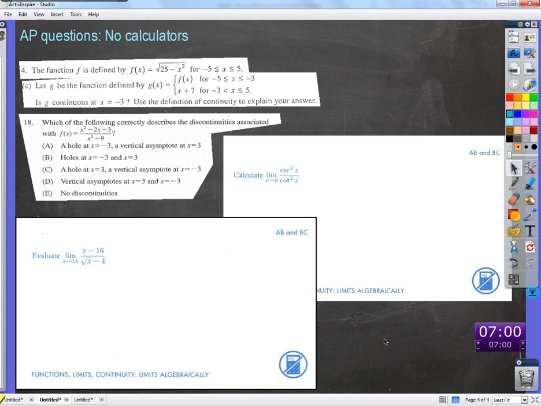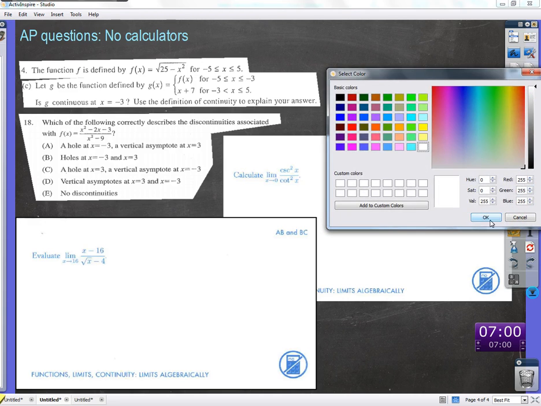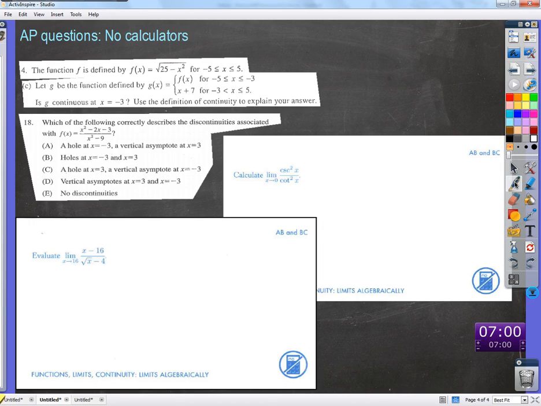If f of c is defined. Okay, f of c has to be defined. As x approaches c, the limit of f of x exists. And f of c equals the limit as x approaches c of f of x. What'd you say, Sophie? F of c equals the limit. So let's see, those three things have to be true.